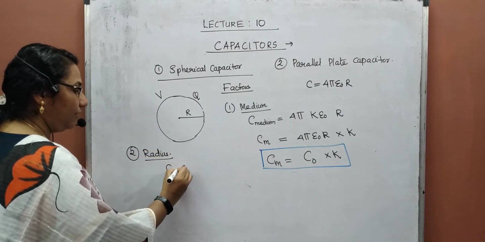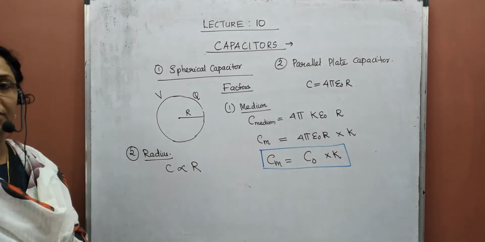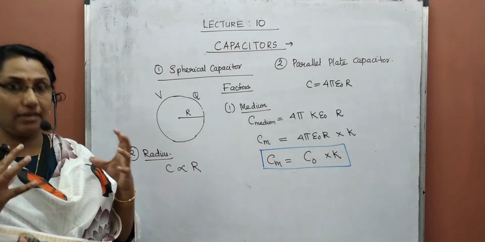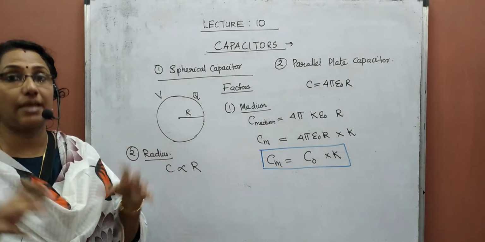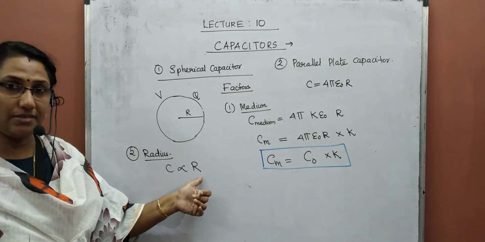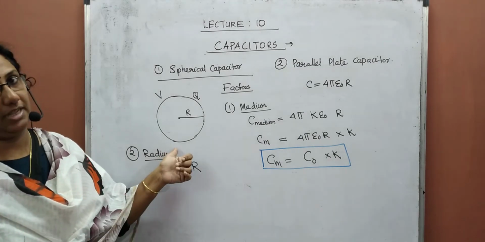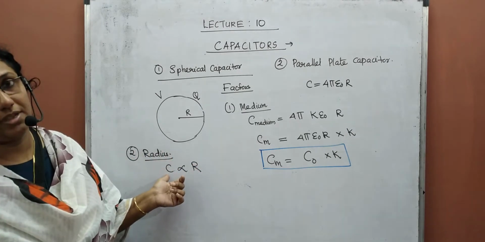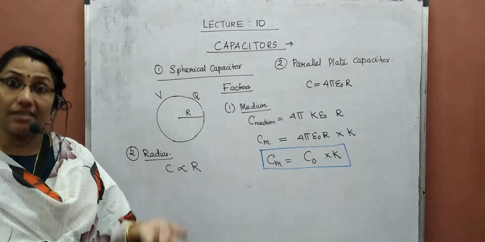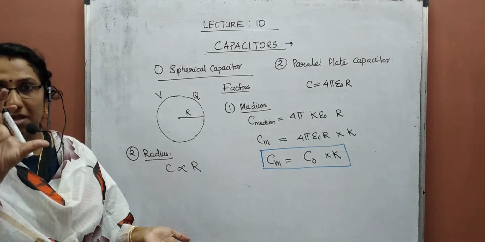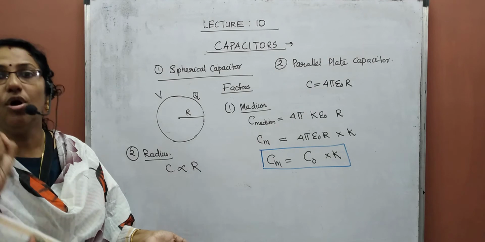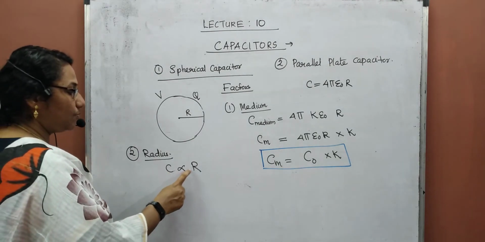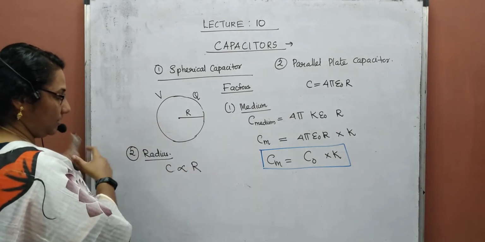From the equation itself, we know capacitance is directly proportional to the radius R. Greater the radius of the shell or the capacitor, greater will be its capacitance. C proportional to R means greater the radius, greater the capacitance. As capacitance increases, the ability to store charges also increases. Here we can write capacitance is proportional to R for a spherical capacitor.